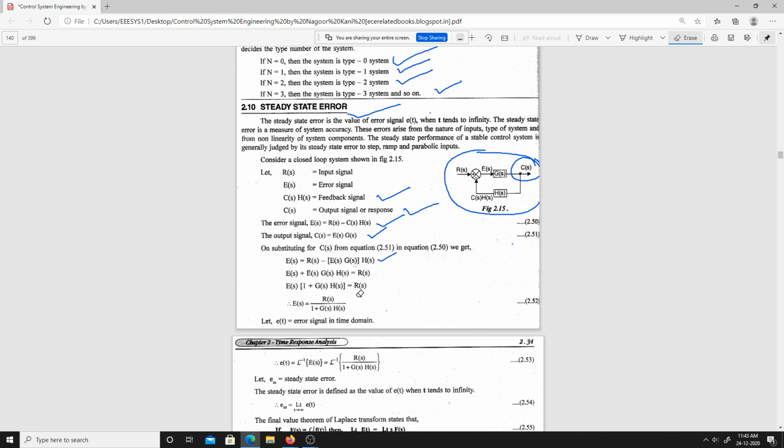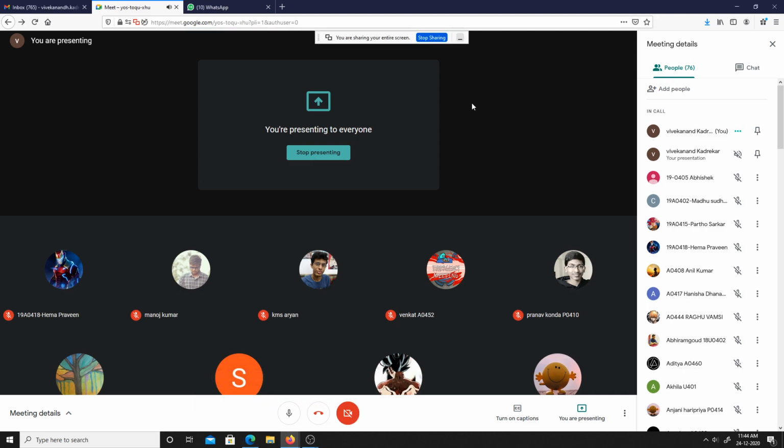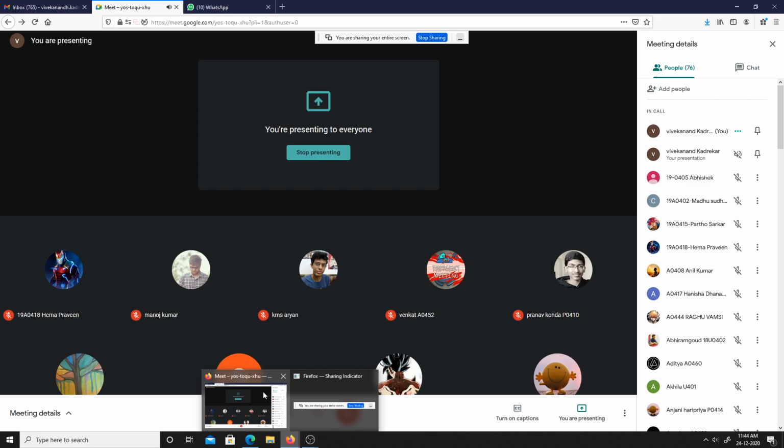This we got. Now what do we require? We require to know this E of t, that is right, the error signal in time domain. Whatever we got is in the S domain. The thing is that we are dealing with time domain analysis, time response analysis. So we require the error signal in time domain, right?